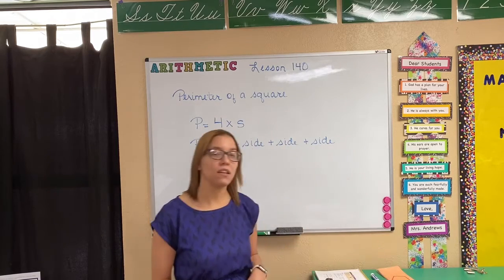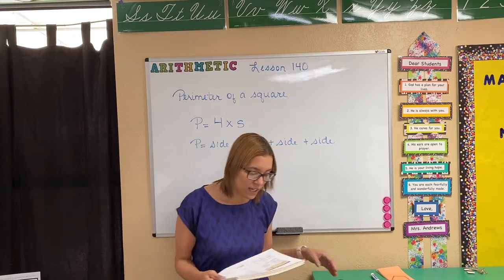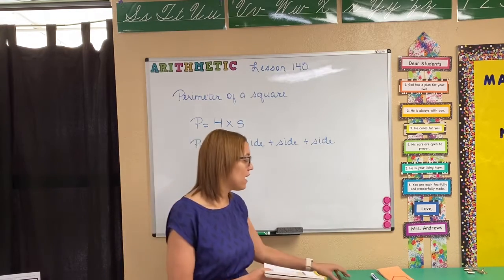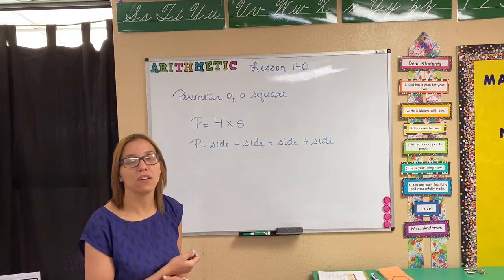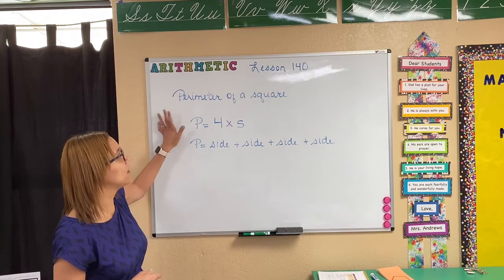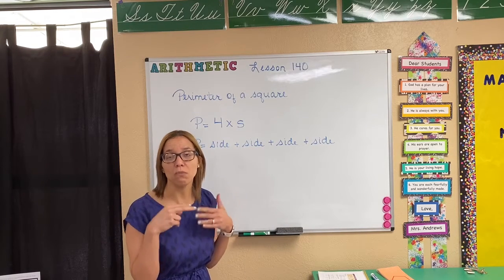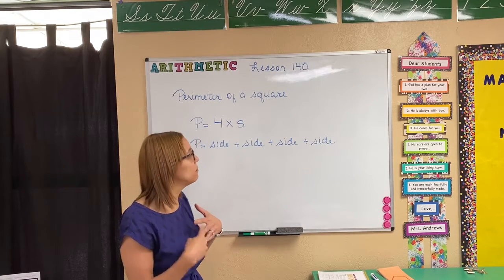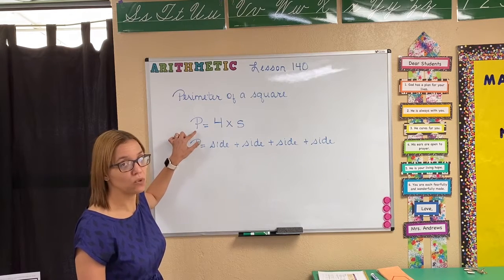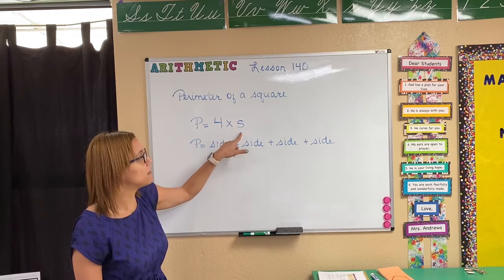So what we're going to do today is talk about the perimeter of a square. The perimeter of a square is calculated just how we did before: we add all the sides. A square has all sides measured the same. This is the formula: P equals 4, because a square has 4 sides, times the side.